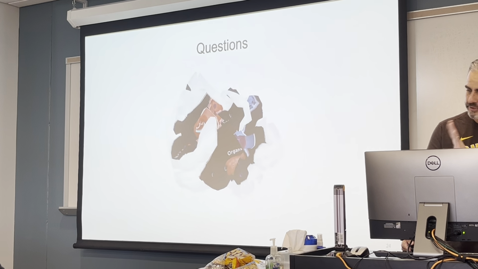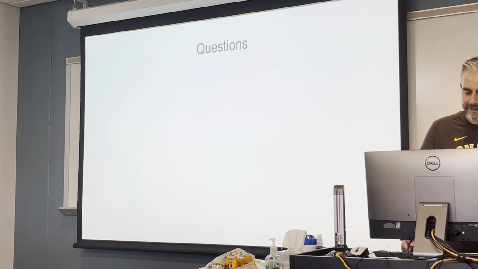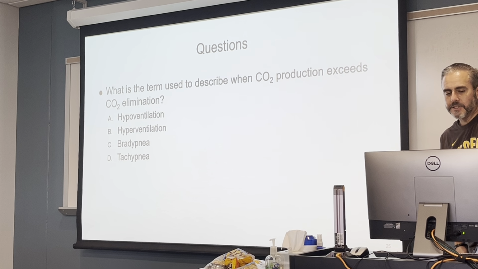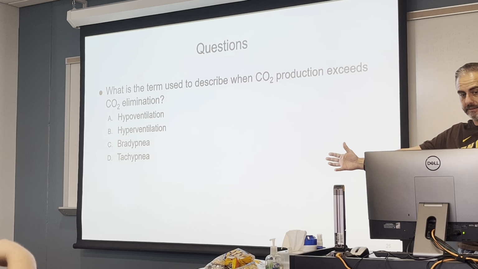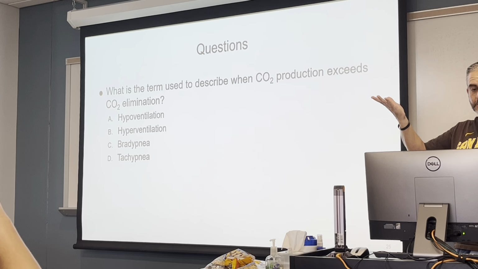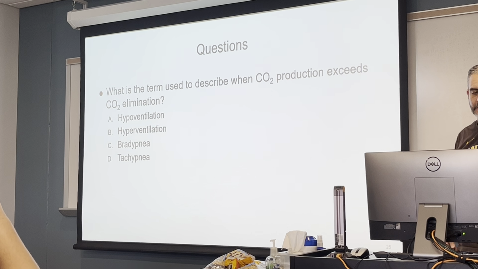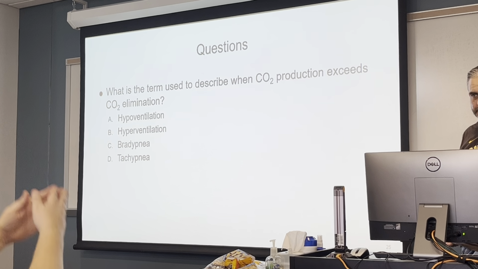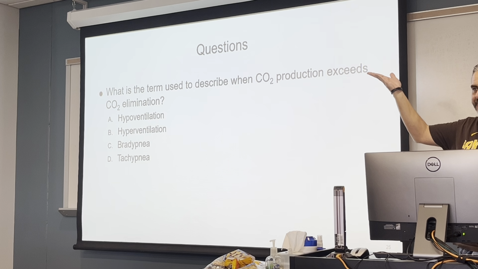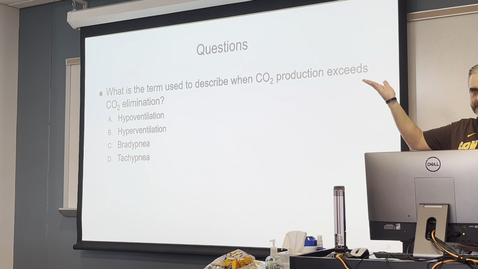All right, let me give you a few questions, and then I'll be happy to entertain any questions you guys may have. And the question may be, I need to hear this again. I need to go back and listen to it one more time. All right, so what is the term used to describe when CO2 production momentarily exceeds CO2 elimination? So CO2 is being produced more than CO2 is being eliminated. What do we call that? Is that hypoventilation, hyperventilation, bradypnea, or tachypnea? That is hypoventilation. Your CO2 is being produced in excess of your ability to eliminate it.